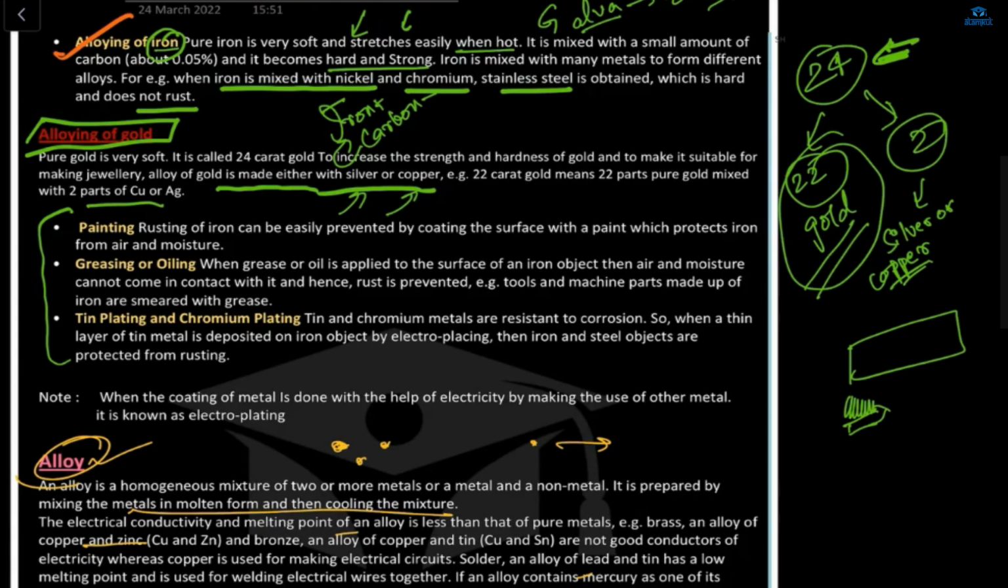Tin and chromium metals are resistant to corrosion. So when a thin layer of tin metal is deposited on iron by electroplating, the iron and steel are protected from rusting.